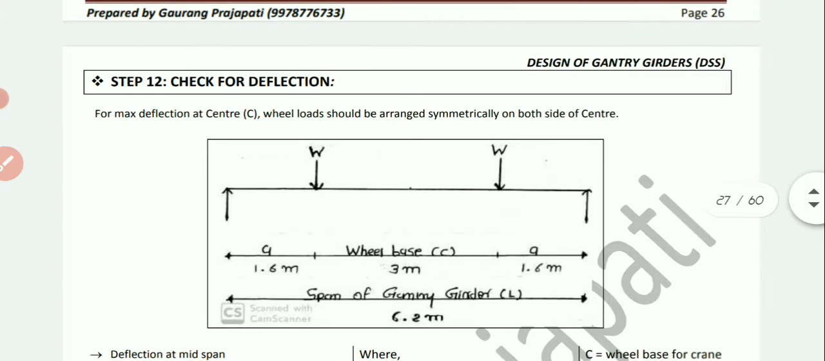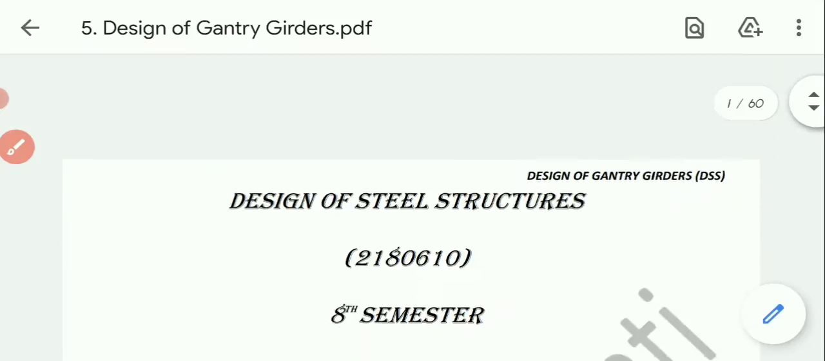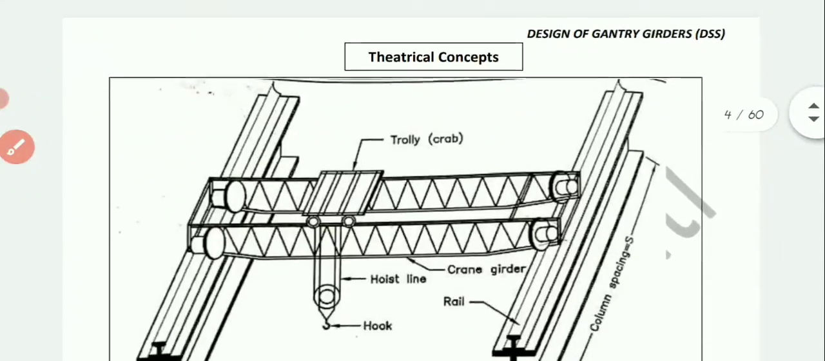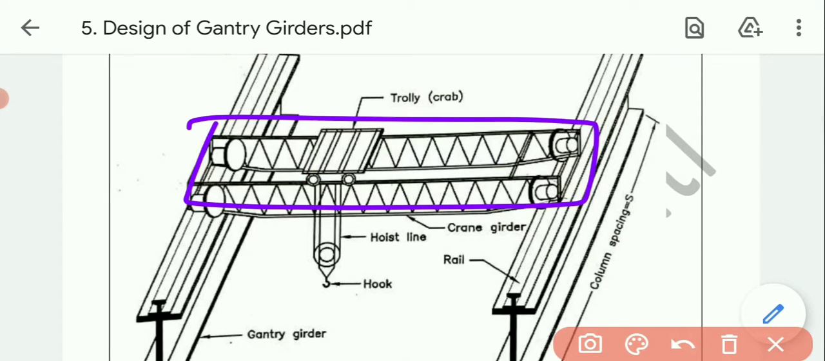So in order to check for deflection, we need to put the crane girder exactly on the center of the gantry girder. Let me show you in the sketch. Over here you can see we are putting this crane girder exactly on the center, because our gantry girder is a simply supported beam, and we all know that maximum deflection always occurs at the center. So let's put down both these two wheels, this wheel and this wheel. Okay, that's at the center.